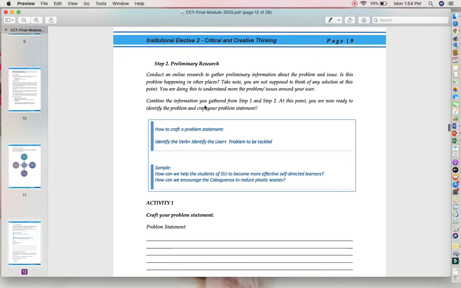So you combine the information you gathered from step 1 and step 2, and then at this point you are now ready to identify the problem and craft your problem statement. How to craft a problem statement? Use this formula: identify the verb plus identify the user plus the problem to be tackled.